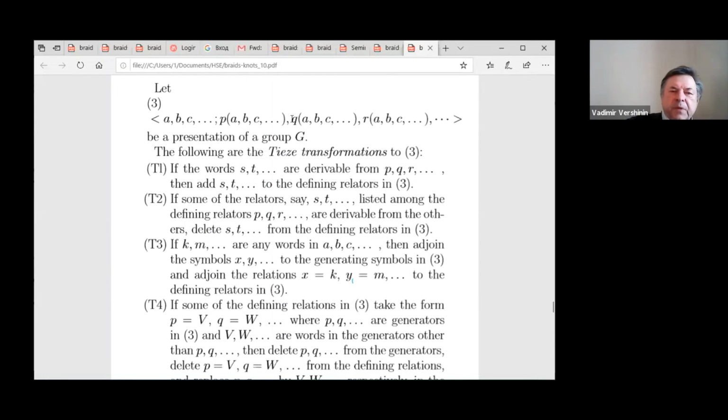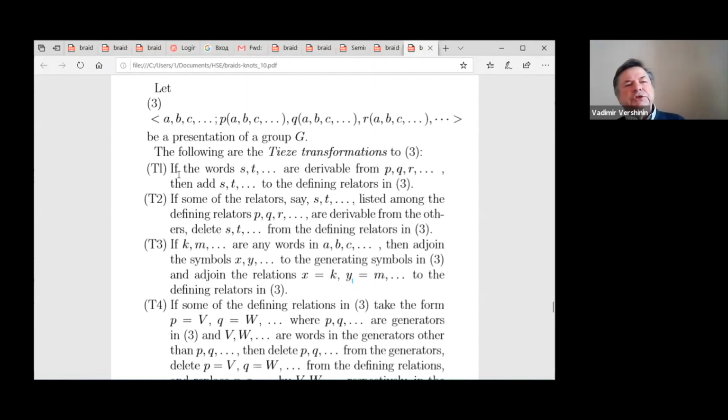You have a presentation, and suppose that you can write words in these generators, the words S, T, which are derivable from P, Q, R, and so on. Then you can add these words to the relators, evidently. Right? The same way you can delete.